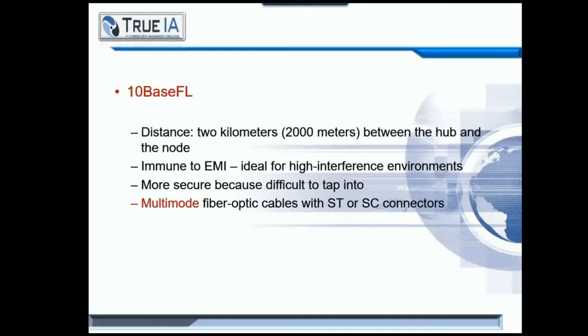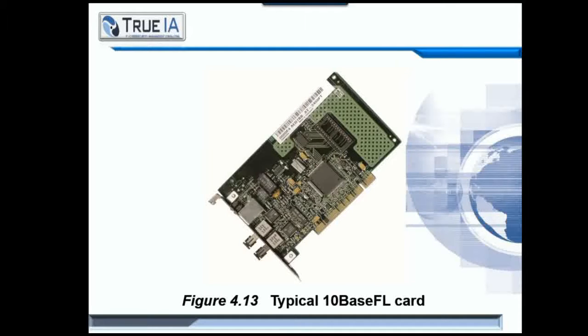Next, we have the 10-base-FL. It has a maximum distance of 2,000 meters between the hub and the node and is immune from EMI. The 10-base-FL is more secure because it's difficult to tap into, primarily because it's using fiber optic cables, multi-mode fiber optic cables to be specific, with ST and SC connectors. Here's a look at a typical 10-base-FL card.